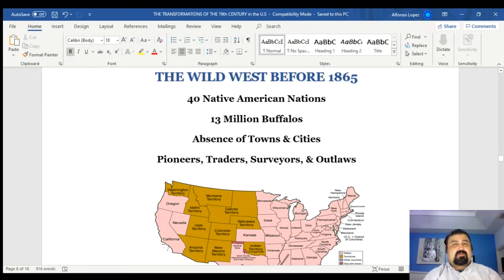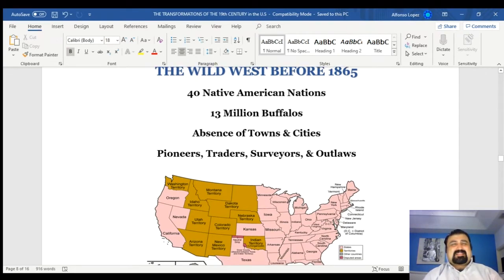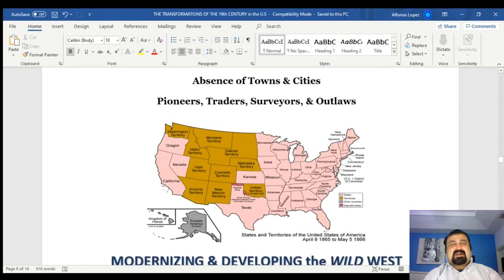Something that we're going to see much later, once we finish this topic, is the transformation of the Native American groups. So again, this is an undeveloped region. It has not been settled. Once again, there's the absence of American settlements or towns or cities. There are no roads to speak of during this time.